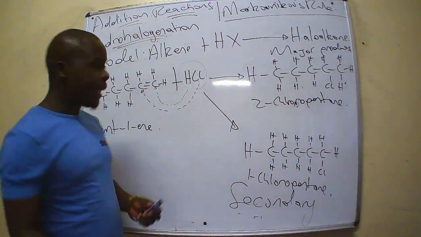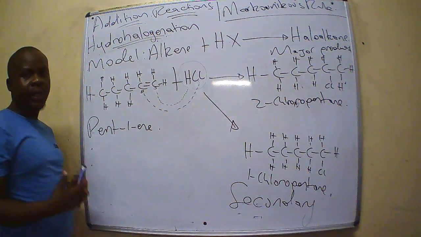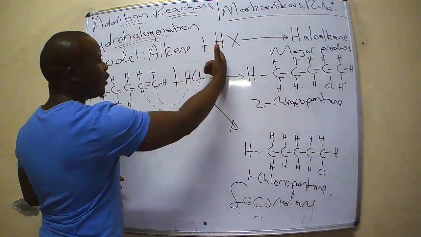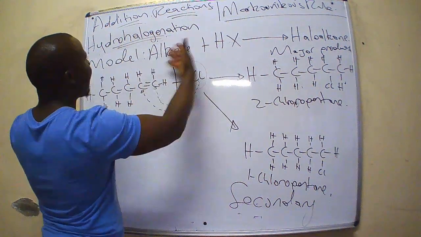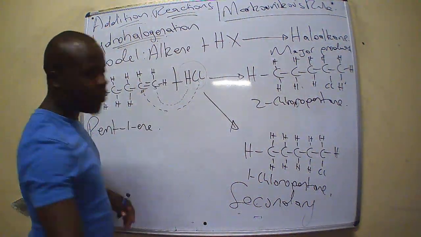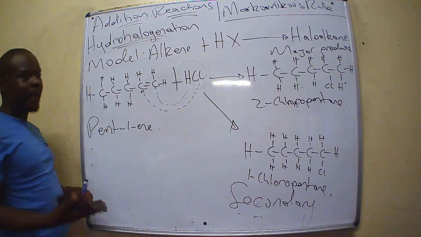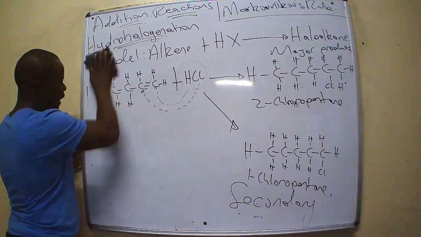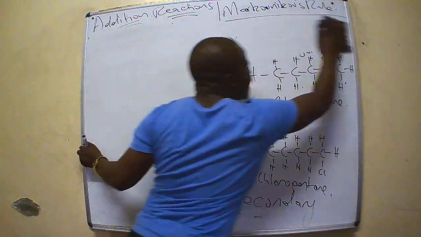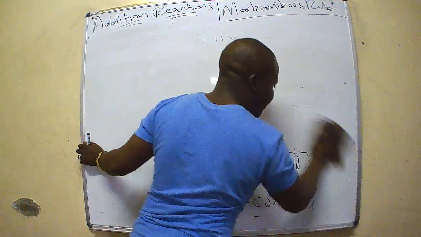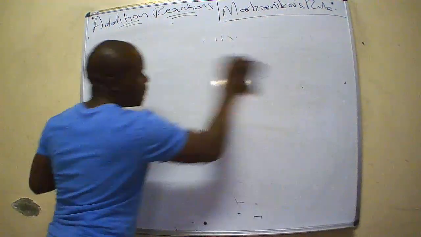So that's basically how hydrohalogenation takes place, because we have a hydrogen atom being added and a halogen being added, hence hydrohalogenation. So let us move on to the next type, which is the last type under addition reactions. The last type is hydration. We want to see how hydration takes place.